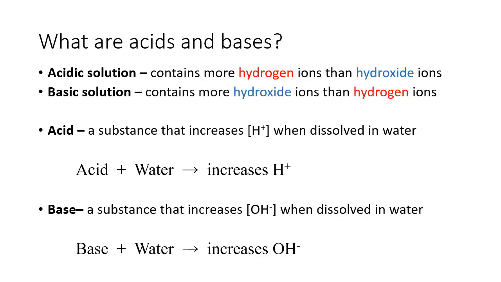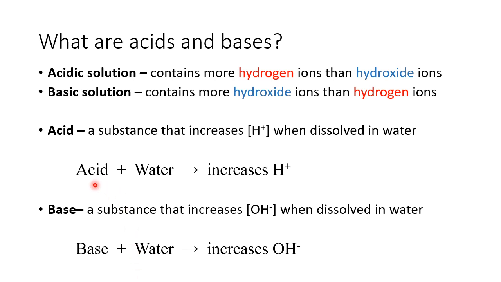So what are acids and bases? Well, an acidic solution can be defined as containing more hydrogen ions than hydroxide ions. Oppositely, a basic solution would contain more hydroxide ions than hydrogen ions. Therefore, an acid is a substance that increases the concentration of H+ when dissolved in water. And a base is a substance that increases the concentration of OH- when dissolved in water.